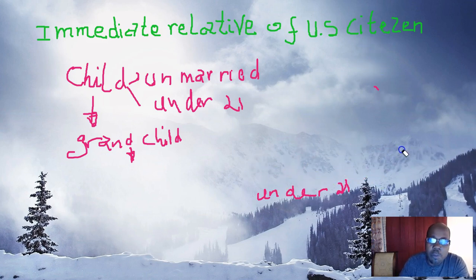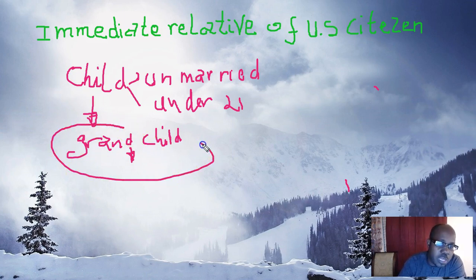Let's come back to our case. We were talking about the unmarried child under 21, who is an immediate relative of a U.S. citizen. If the child has another child, what we call a grandchild, we can just attach this grandchild. This grandchild is going to be a derivative.